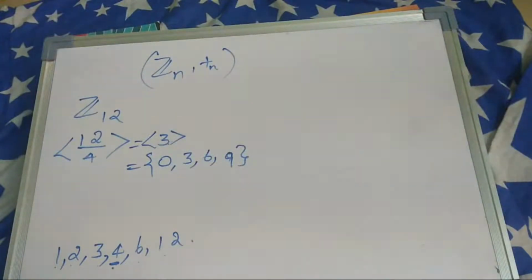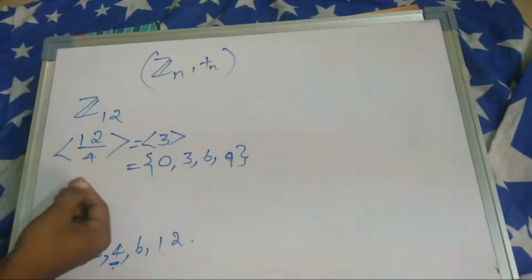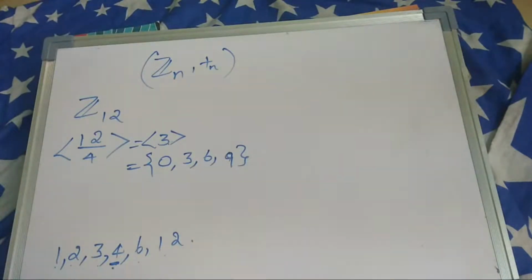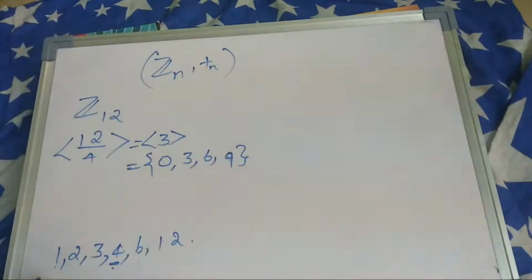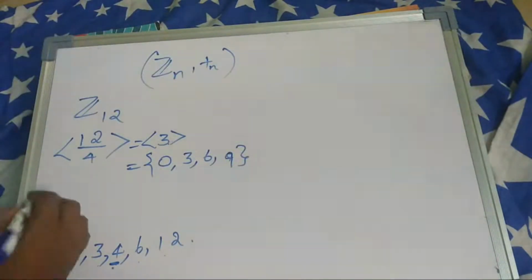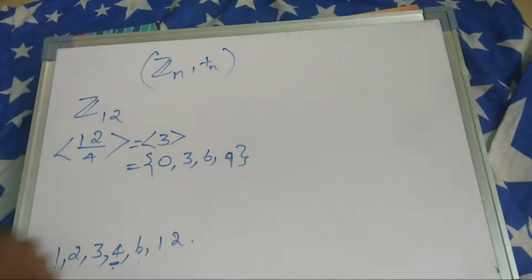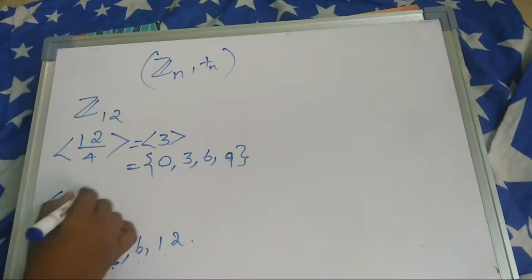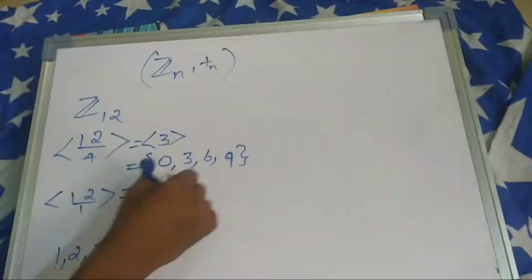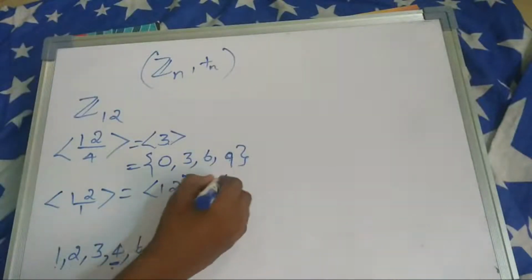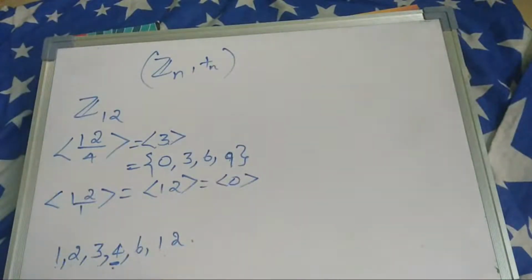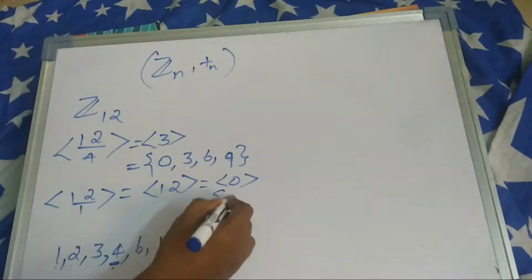Fine. So if we need a subgroup of a given particular order, we can generate it using this method. For example, if you need a subgroup having just one element, try to find the subgroup generated by 12 by 1, which is nothing but 12. With respect to modulo 12, this is nothing but the subgroup generated by 0. And this happens to be just {0}.